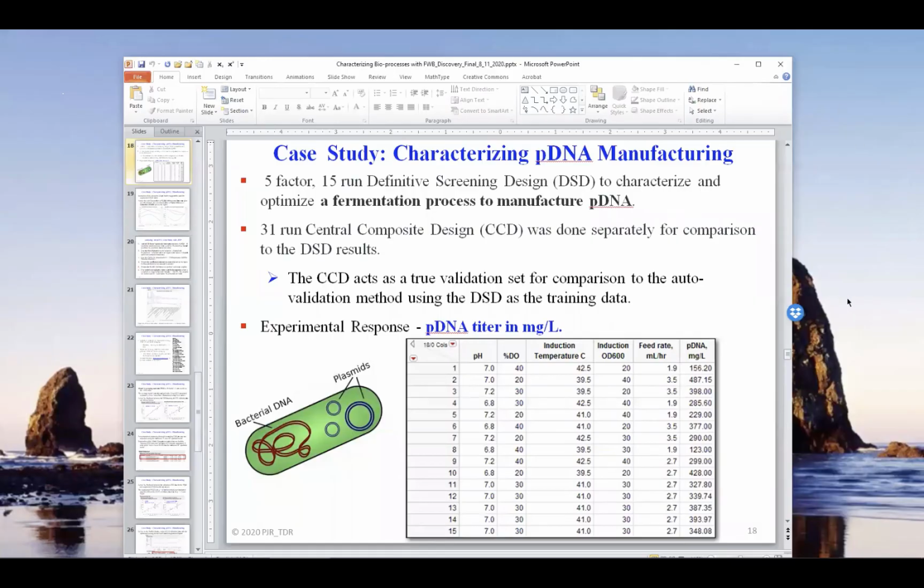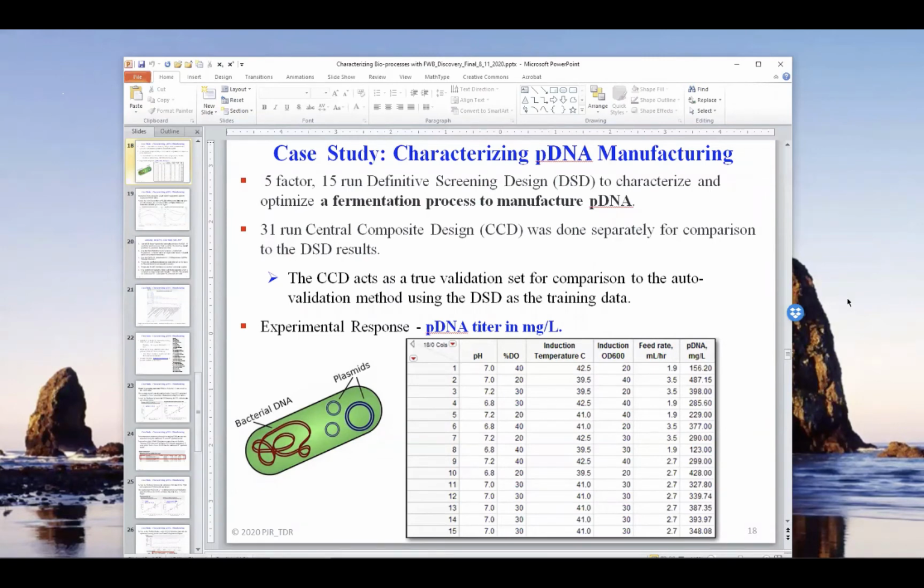Thank you, Chris, for that nice discussion of the S-VEM methodology and the concepts behind it. In this section, I'm going to continue on with the case study Chris mentioned, that is the plasmid DNA fermentation process experiment. And we know with the rise of gene and cell therapies, pDNA is becoming more and more important to biologics manufacturing and delivery.